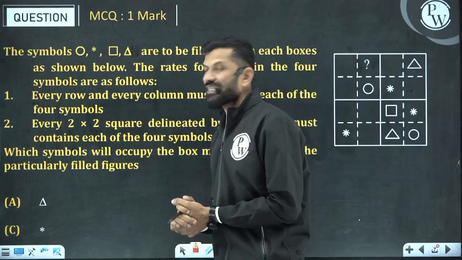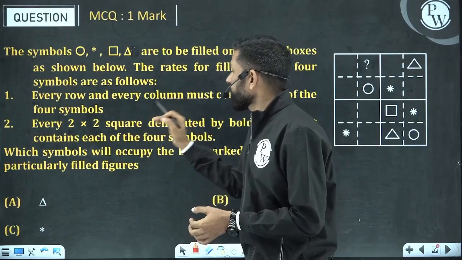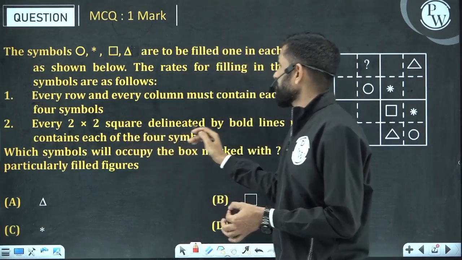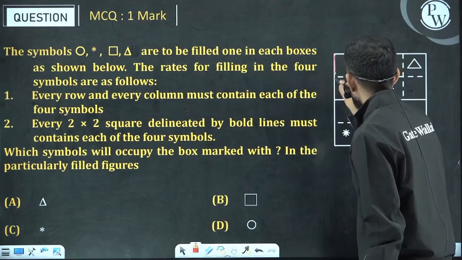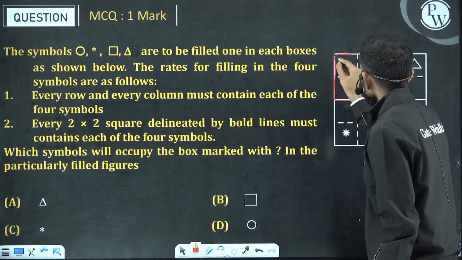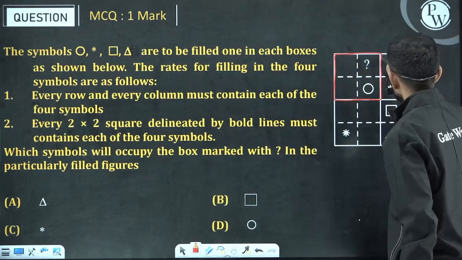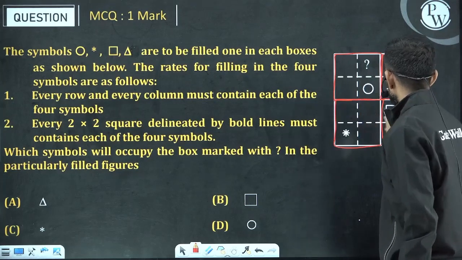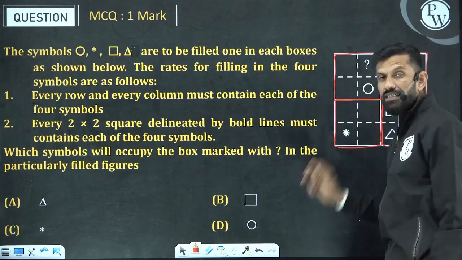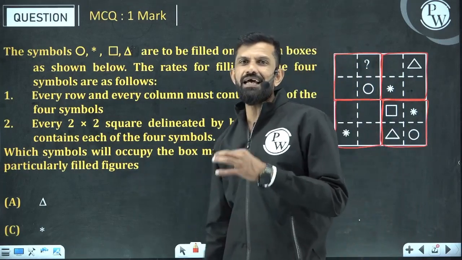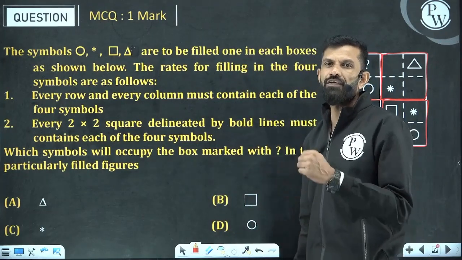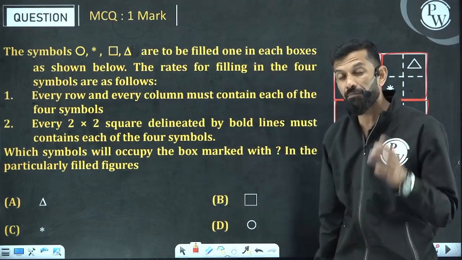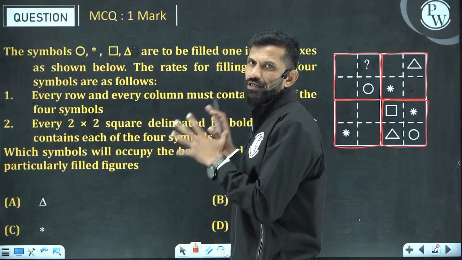Second rule: every 2 by 2 square delineated by bold lines must contain each of the four symbols. Every 2 by 2 means this part should have this 2 by 2 size. These squares should also have these four symbols, that is star, triangle, square and circle. These are the conditions. So this question looks like a Sudoku which we used to play when we were small. In Sudoku we were using the numbers 1 to 9 in every row, every column, and even in the boxes. A similar question they have given.